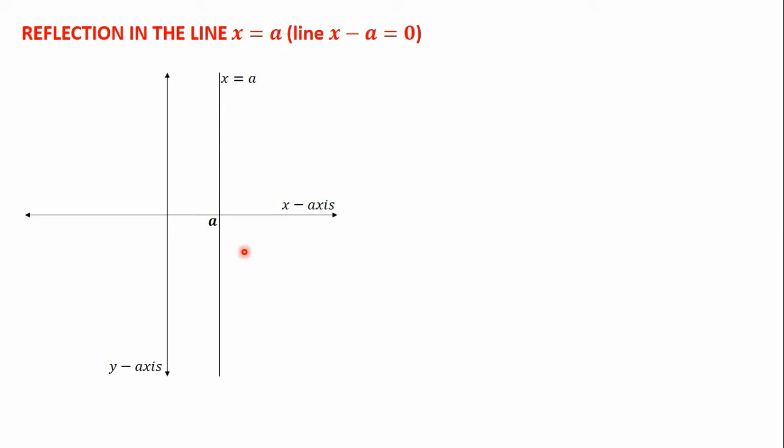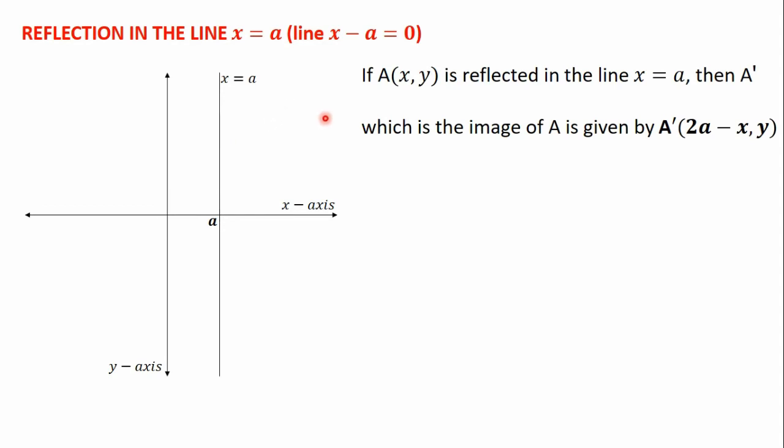In the previous videos, we have learned how to reflect a point using the x-axis and the y-axis as our lines of reflection. We can also use this line x is equal to a, as our line of reflection. How do we use it to reflect a point in the xy plane? Let's learn more. If point A with coordinates xy is reflected in the line x is equal to a, which is also known as line x minus a is equal to 0, then A prime, which is the image of A, is given by A prime with coordinates 2a minus x and y.